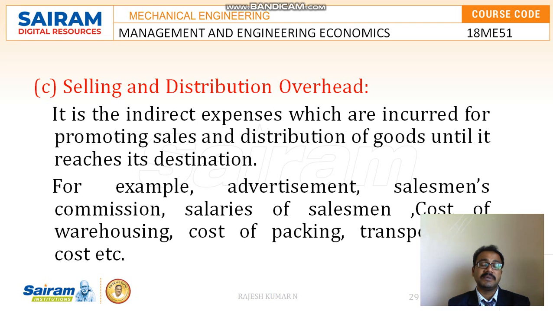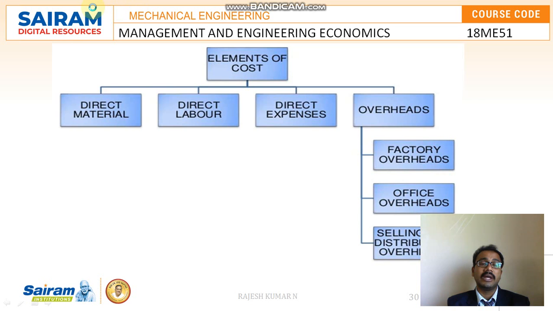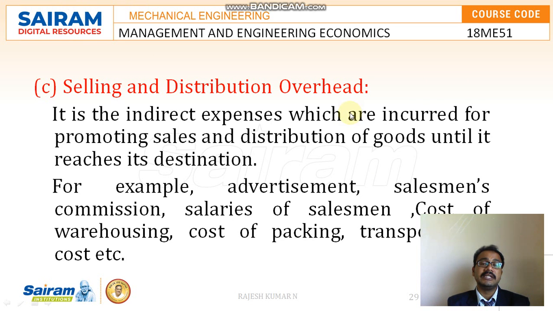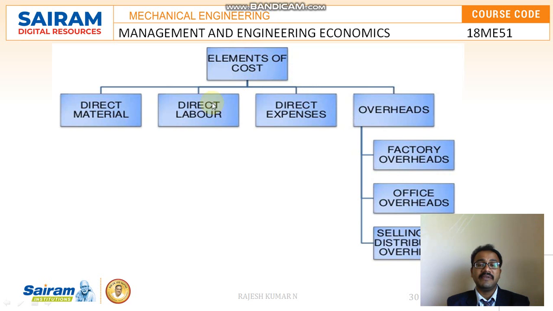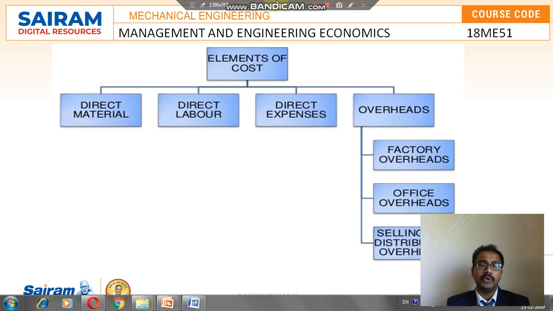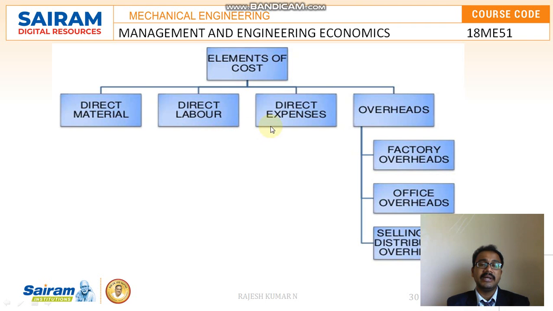So all these are the indirect expenses, and similarly the salesman's commission, the transportation costs, all these are examples of the selling and distribution overhead. Here you can see where I have listed out all the elements of cost. We have direct material, direct labor, direct expenses, and overheads, which have only three major categories: factory overheads, office overheads, selling and distribution overheads. So very clearly we discussed in video 2 the elements of cost, where we discussed direct material, direct labor and direct expenses. Again I want to brief it once again here.